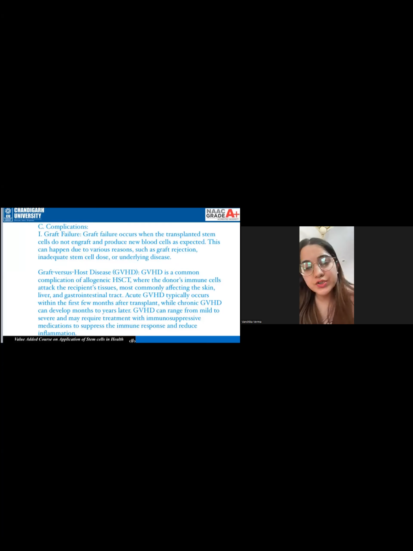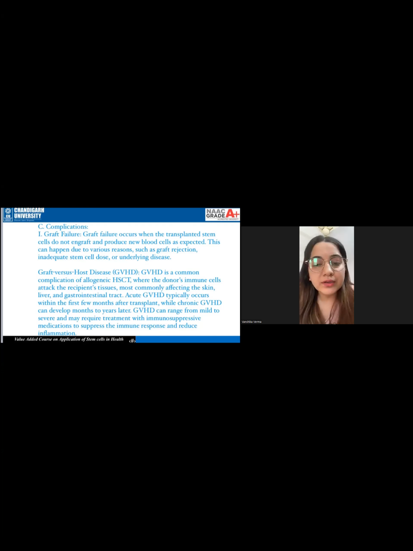So graft rejection is due to an inadequate stem cell dose or the underlying disease. For example, I am a donor and I'm donating stem cells to a person, but my own transplanted cells are not engrafted properly to produce new cells, and I'm donating to the person, it could result in graft rejection.